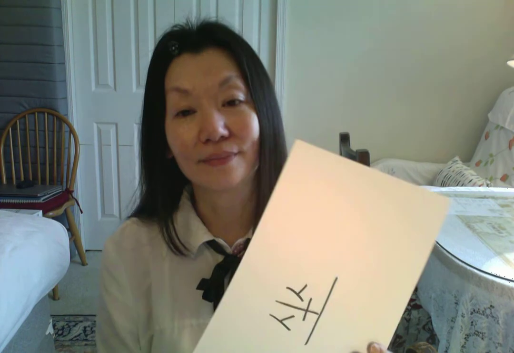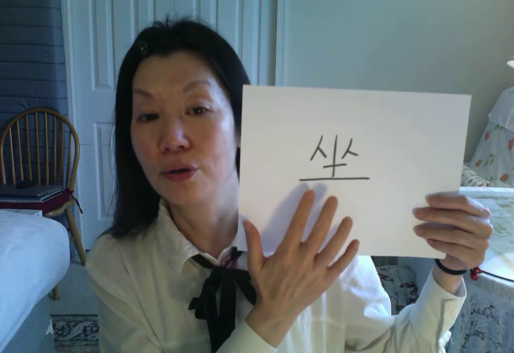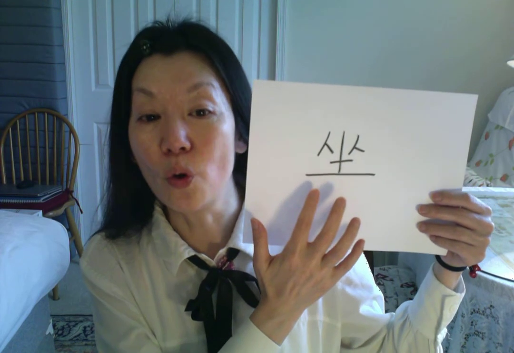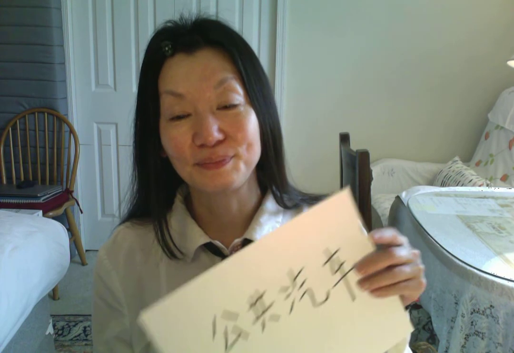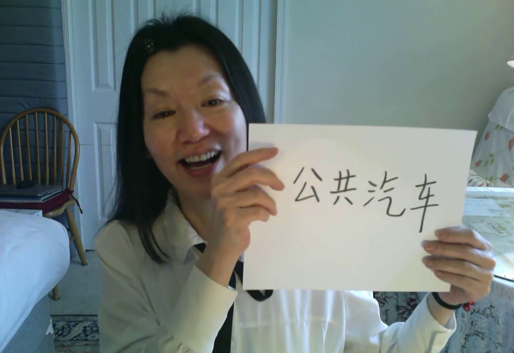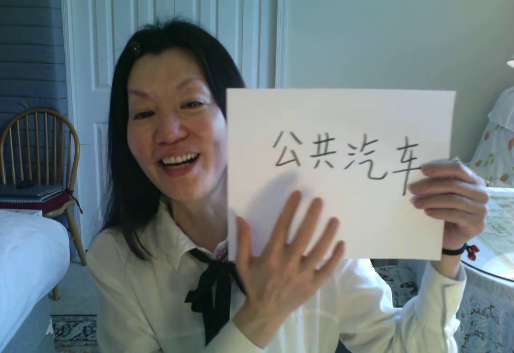Now we see next. There's a character, you see here? Yes. 坐. One more time. 坐, okay. What does it mean? To travel by? Yes. To travel by, we say in Chinese, we say 坐, okay. Now we see next. Here. 公共汽车, okay.